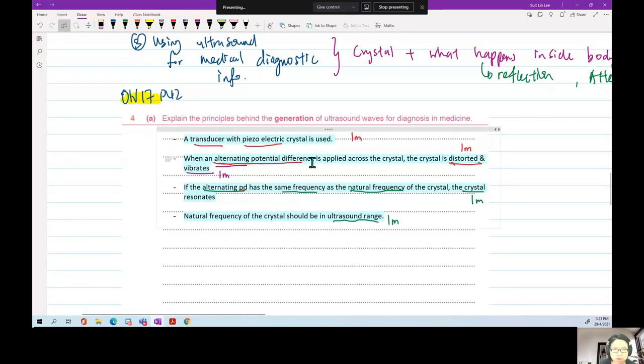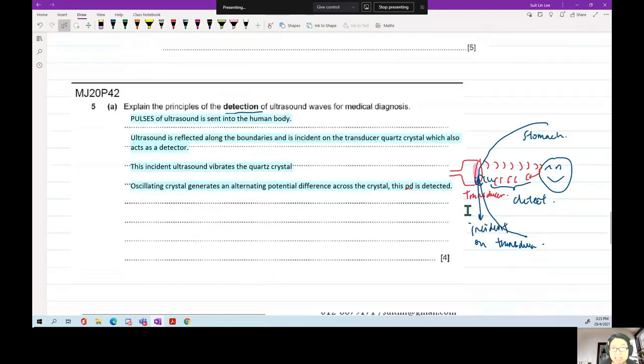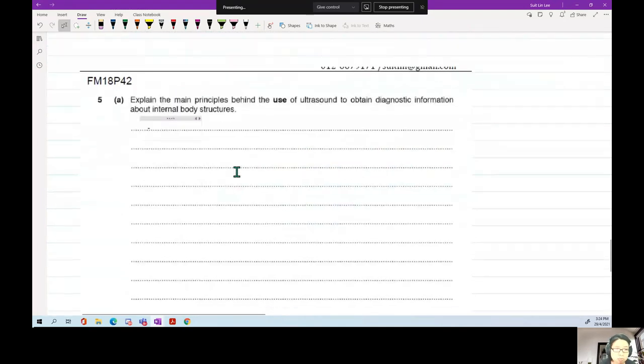If you want to generate ultrasound, you apply potential difference, and we talk about how the potential difference creates ultrasound. The potential difference has the same frequency as the natural frequency, and then there's resonance. If we detect, we talk about what happens when the ultrasound comes back. There is reflection along the boundary. We send the ultrasound into the body, and then this ultrasound will vibrate the crystal and create potential difference. All right. Here, we put together.